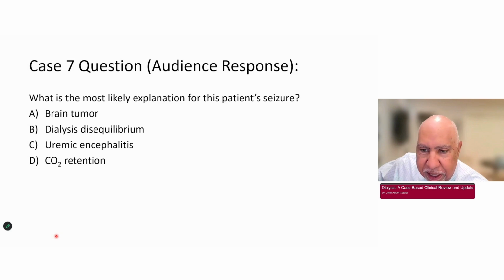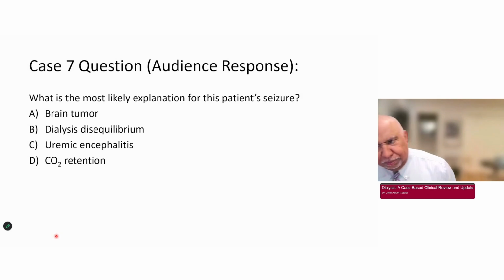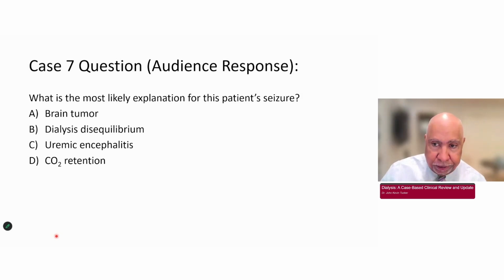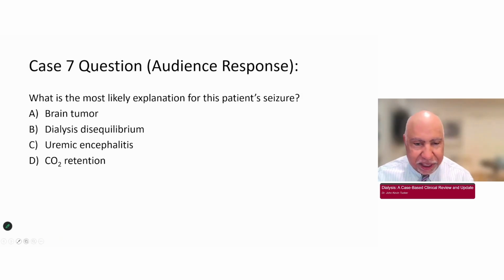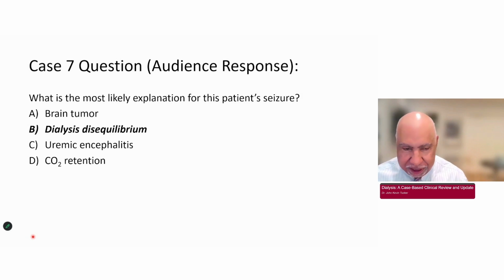So what do you think is the most likely explanation for this patient's seizure? There's a brain tumor, dialysis disequilibrium, uremic encephalitis, or CO2 retention. Please vote. So it looks like the most votes are coming in for the correct answer. This is most likely dialysis disequilibrium.